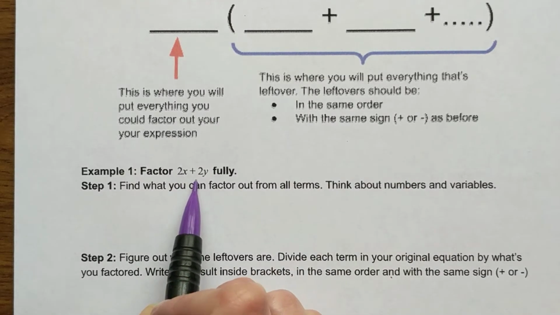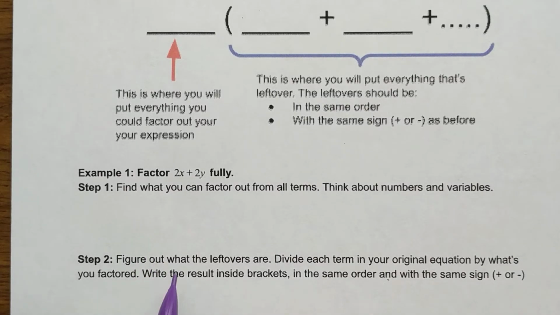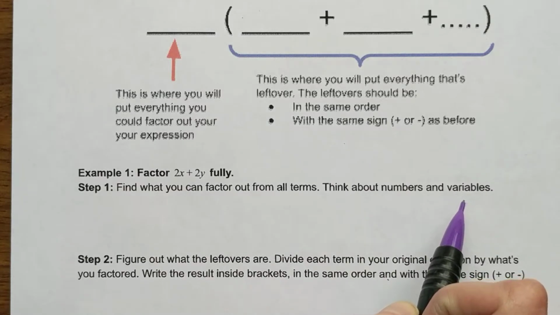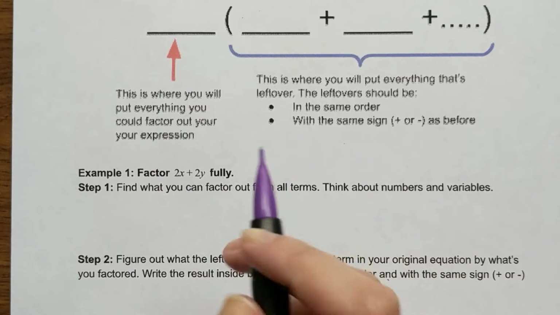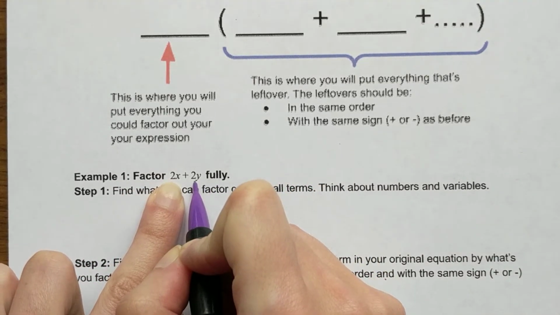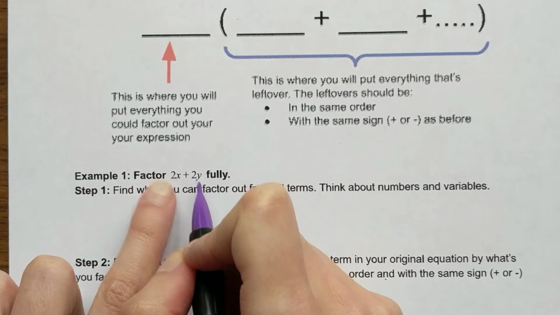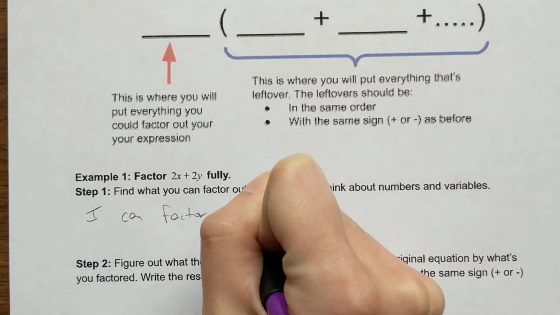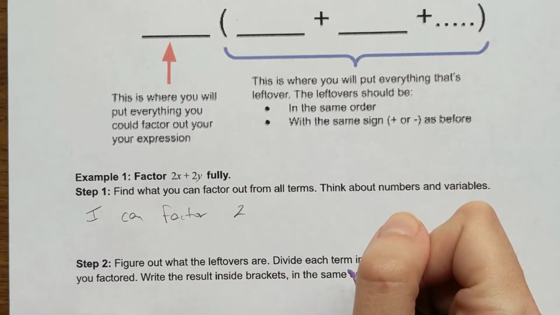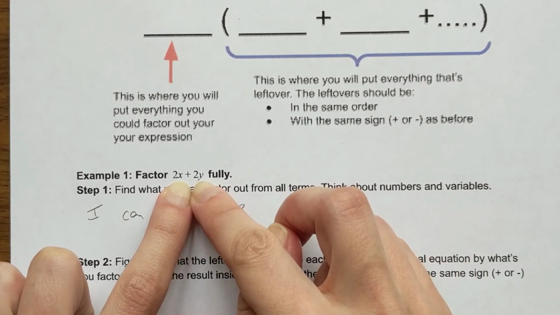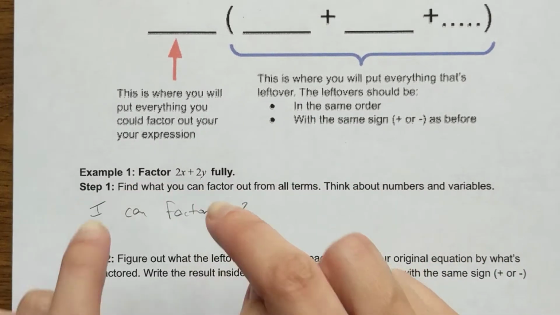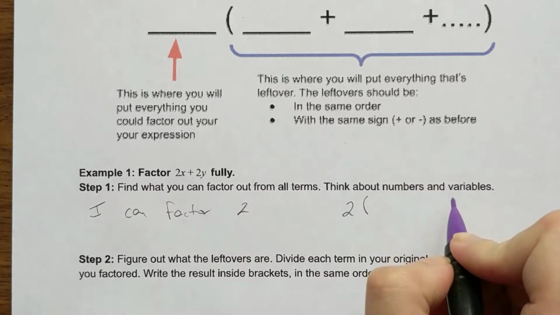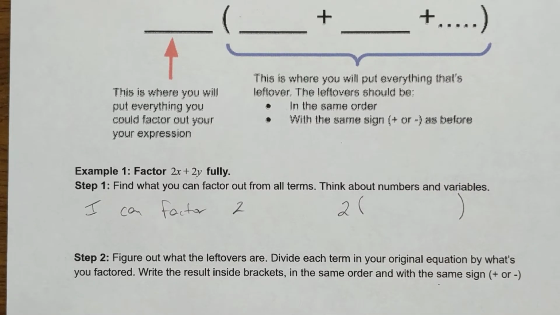Factor 2x plus 2y fully. Step number 1 is to figure out what we can factor out from all terms. You need to think about numbers and variables. Let's just start by thinking about numbers. Between 2x and 2y, I can factor out a 2. Both terms have a 2. Now I need to look at variables, my letters, x and y. They don't have anything in common, they're two different letters, so there's nothing I can pull out. I'm going to start my answer by putting 2 in front of empty brackets.